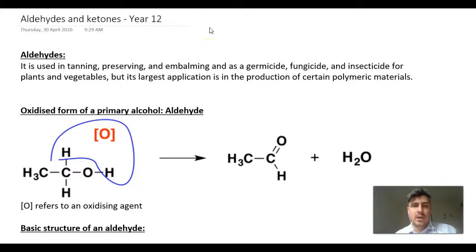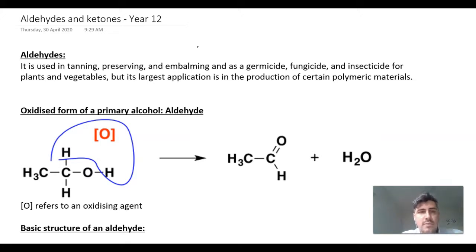All right, in this one, we're going to look at some Year 12 material, just in sort of looking ahead, really, because it makes sense to cover this between alcohols and carboxylic acids, and you'll see why in a moment. So we're going to look at aldehydes and ketones, which are very similar types of molecules. There's only a slight difference between them.